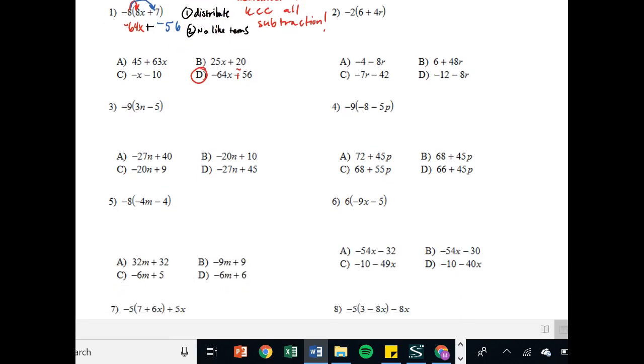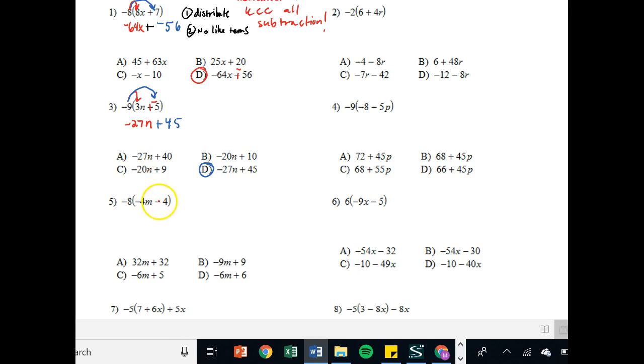All right, so for instance, in number 3, I've got subtraction on the inside, so I'm going to change that to plus and negative. I'm remembering my multiplication rules of DSN, different signs negative, and SSP, same signs positive. I got my calculator next to me just to double check. So a negative 9 times 3n, that's going to give me negative 27n. Then I got a negative 9 times a negative 5, that's going to give me a positive 45. Hence my answer is D, all right? So I distributed, there are no like terms here, hence I got my answer D, right? It should show work just like that.